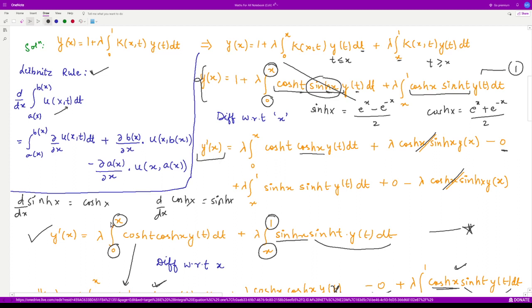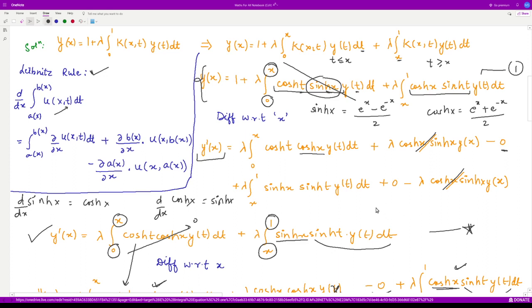That means let me put it in star. So y dash of 0, it would be lambda, integration from 0 to 0, it will give 0, right? This term would be 0. And then lambda integration from 0 to 1 sinh(x). Now the value of sinh(x) is equal to 0. So this whole term becomes 0.